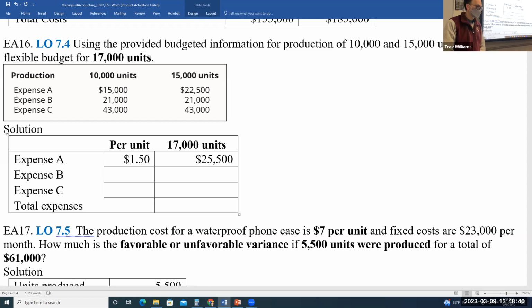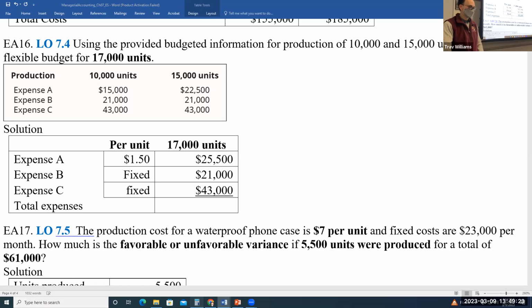Okay, that's true. That is the cost per unit at 10,000 units. But it's fixed, right? So we actually don't even need a cost per unit in this case, because we see at both levels of production, it's $21,000. And same thing with expense C. Those are both fixed costs. So they kind of tricked us. There is a per unit cost, but it's not relevant. So we're just going to put $21,000 for expense B and $43,000 for expense C.